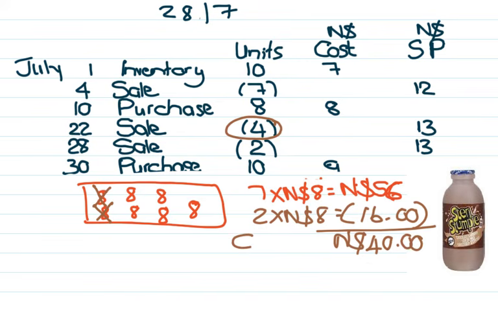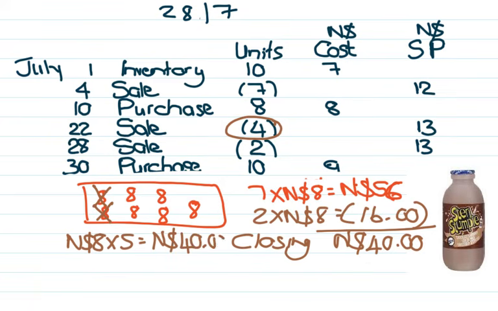This is my closing. We can test our answer. We have, let me see, 1, 2, 3, 4, 5 of $8. We have $8 units times 5, and that will give you 40. So you will see each time you just add the new units. When you sell, you start to sell the old units.